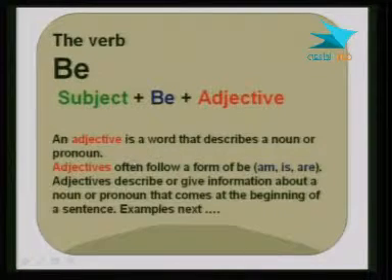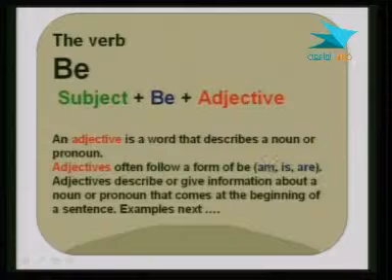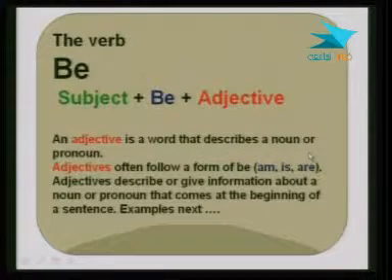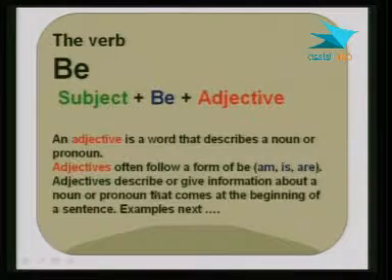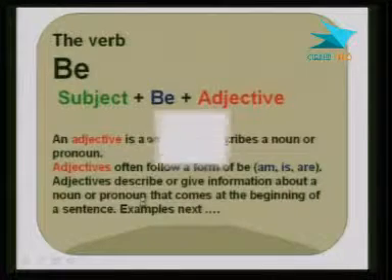And adjectives often follow a form of be. They follow the form of be: am, is, or are. And of course, that depends on the subject. Adjectives describe or give information about a noun or pronoun that comes at the beginning of a sentence. Examples.